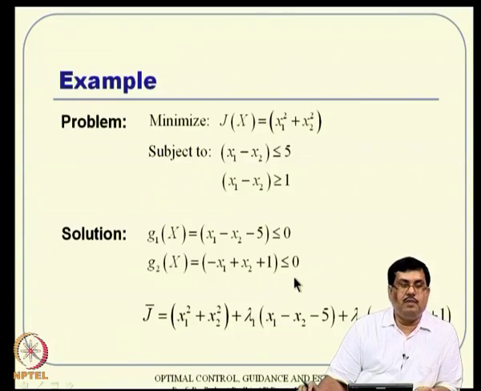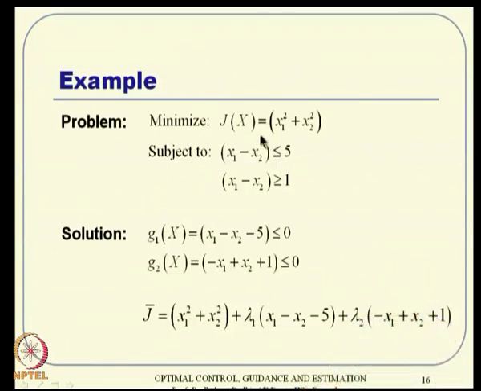First we have to formulate what is J bar. J bar is nothing but J plus lambda transpose times the function G1, G2, that means lambda 1 into G1 plus lambda 2 into G2. Okay, so that is J bar. J bar is J plus lambda 1 G1 plus lambda 2 G2. Now, we talk about necessary conditions.